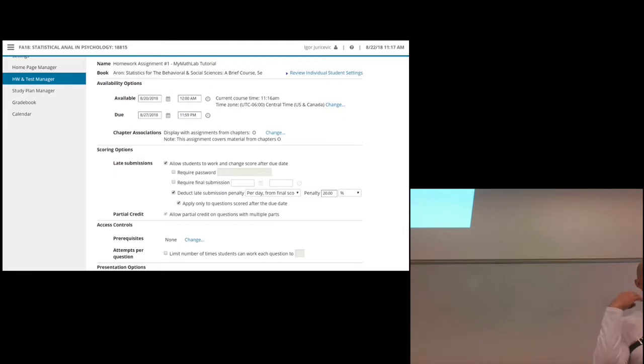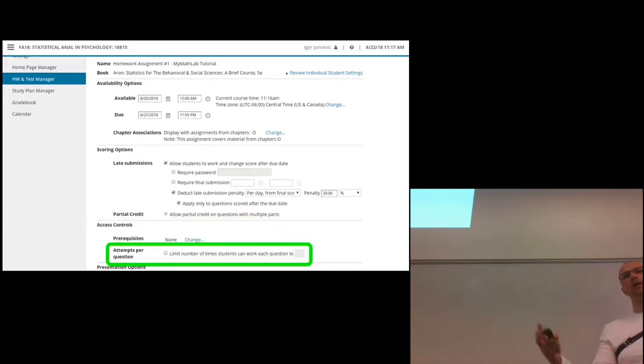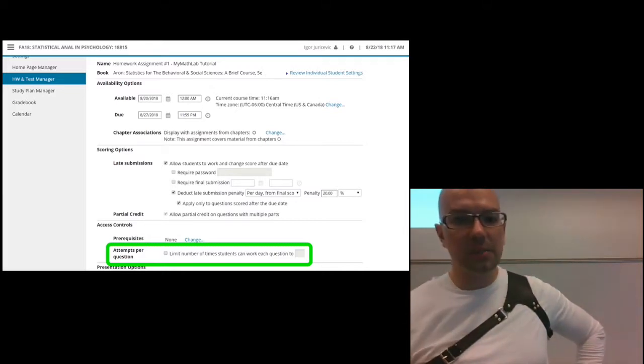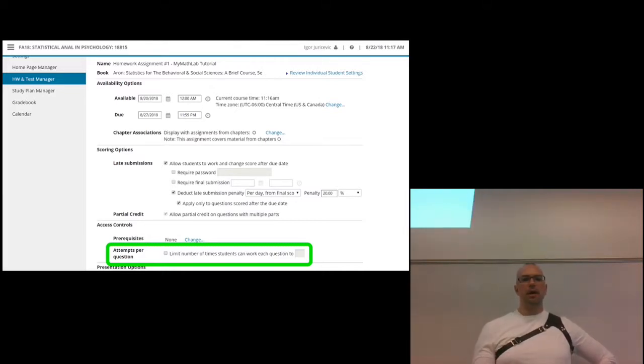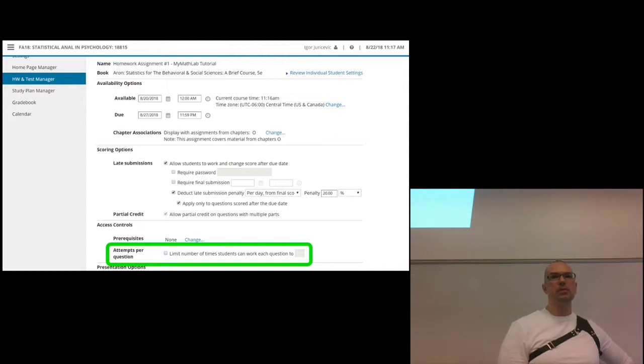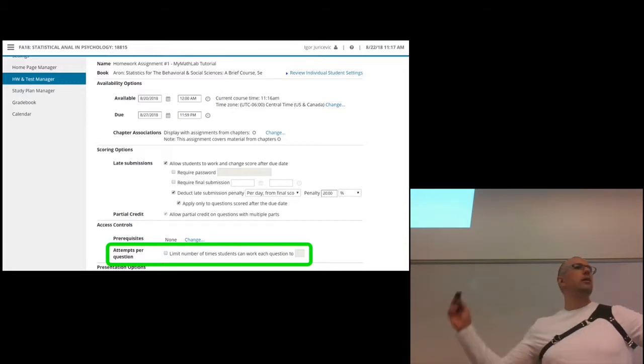But importantly, in the spirit of practice, I did not limit the attempts for any of the questions. So if you get a question wrong, go back and try it again. If you get it wrong again, go back and try it again. If you get it wrong a third time, a fourth time, a fifth time, try it again. If you don't get it after I don't know how many times, come see me in my office. That's fine. I'll help you through it.